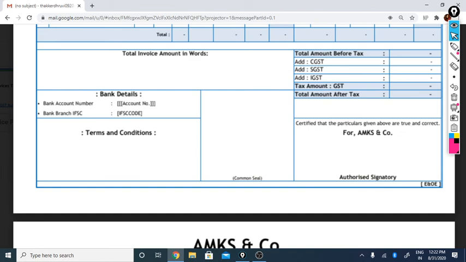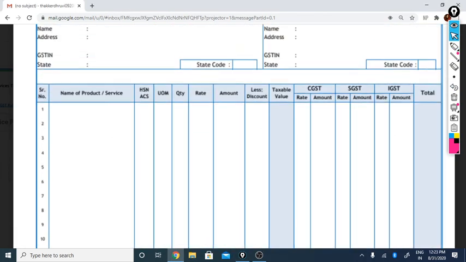And the last very important component is the signature of the authorized signatory. So it can be digital signature or just the normal signature, but it has to be of the authorized person. So that's it. That's all you need in a debit and credit note.